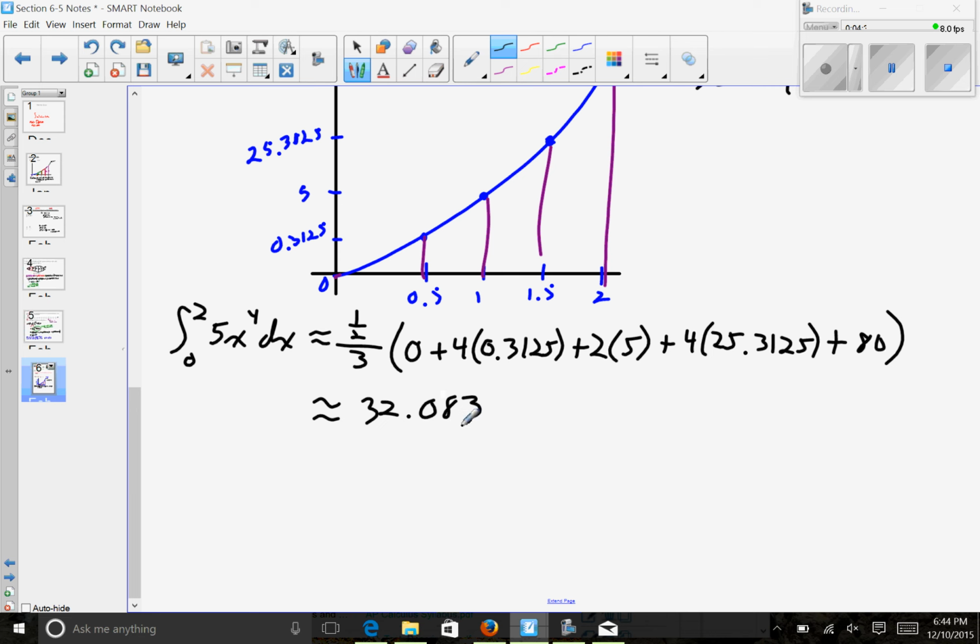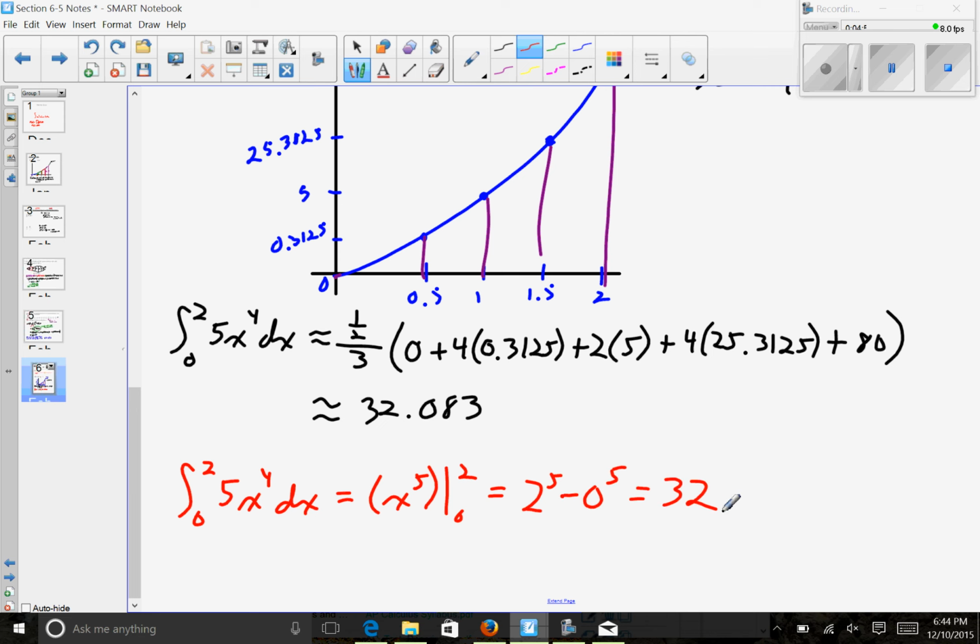32.083. Now, to give you an idea of just how accurate that is, if we actually evaluate the integral from 0 to 2 of 5x to the 4th using antiderivatives, we would get 2 to the 5th minus 0 to the 5th, which is 32. So using only four intervals, we were within 0.083 of the exact value, which is amazingly accurate for such a few number of shapes.